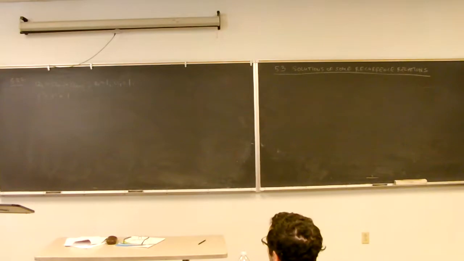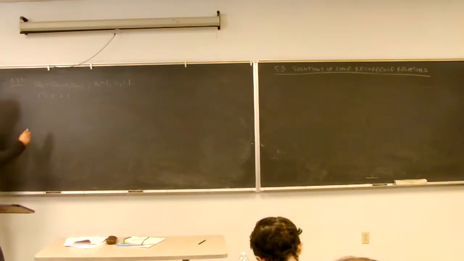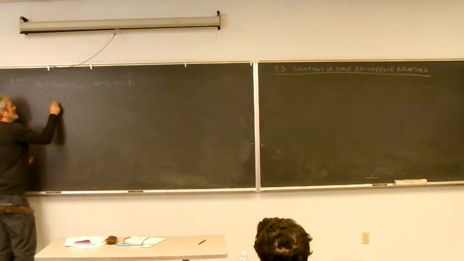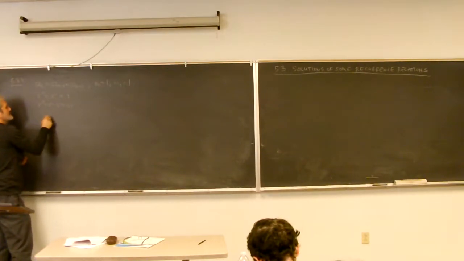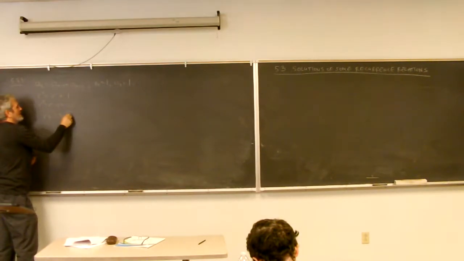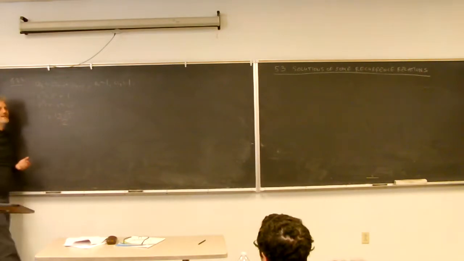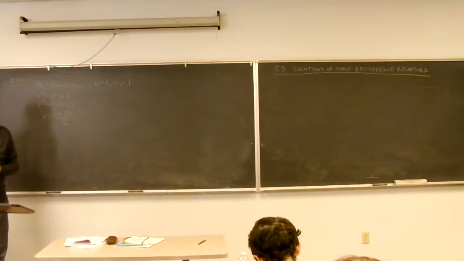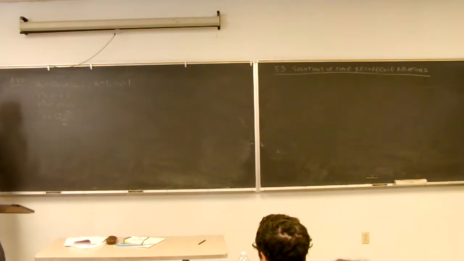So r squared is r plus 1. And then a quadratic equation. Let's hope it has real solutions. So it does: r equals 1 plus or minus root 5 over 2. I didn't say pleasant, I just said real. And these are real unpleasant.